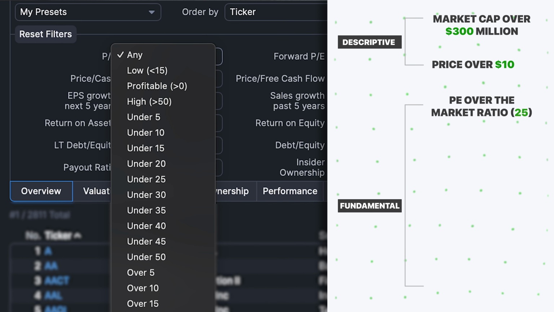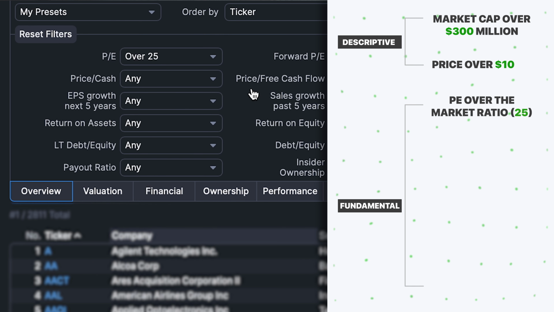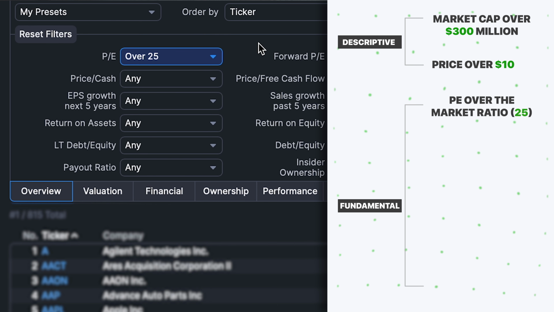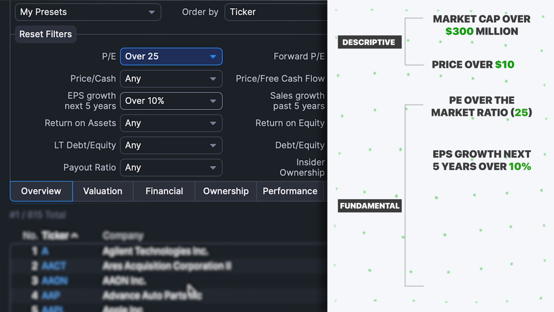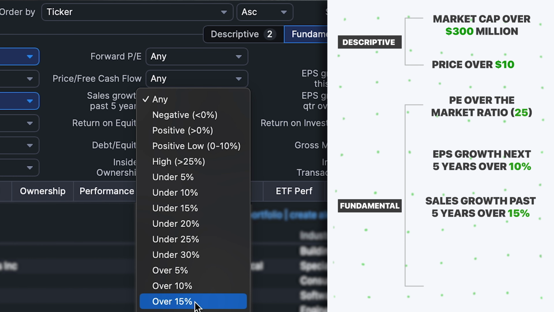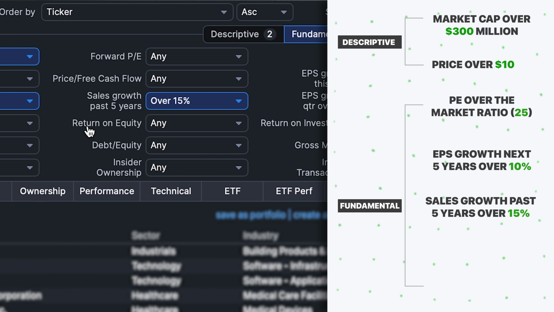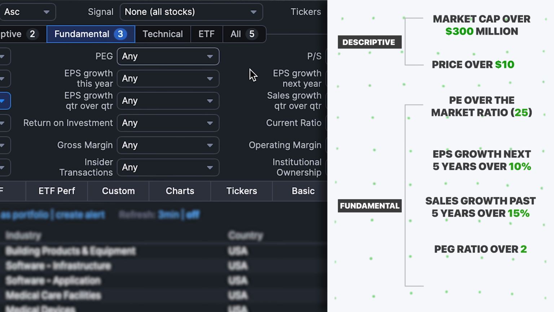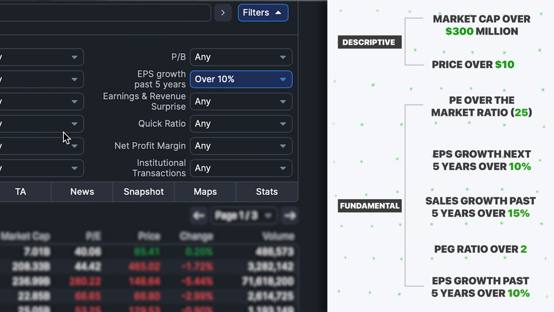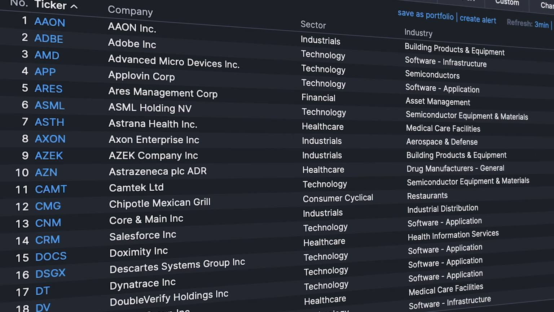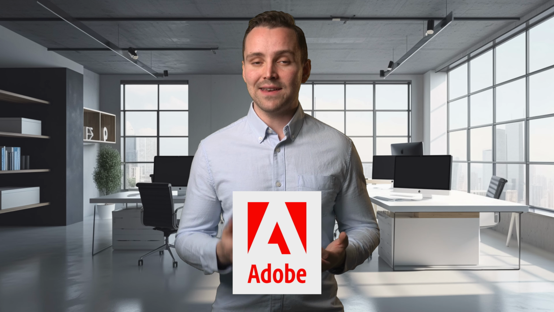We will then add PE over the market ratio. Right now, this ratio is 25. EPS growth next 5 years over 10%. Sales growth past 5 years over 15%. PEG ratio over 2. And EPS growth past 5 years over 10%. With those filters, we find 46 stocks, including the well-known Adobe and Amazon.